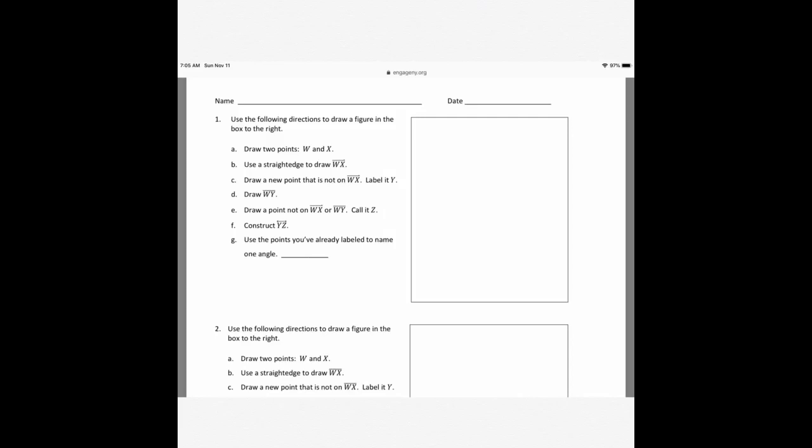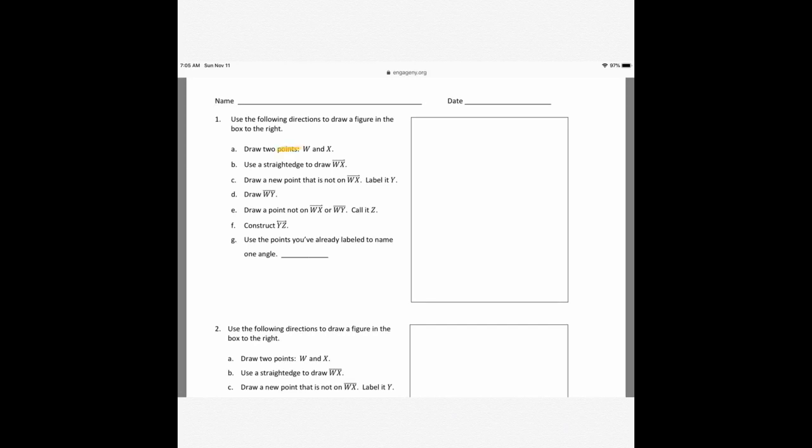Okay, so I'm going to work on Module 4, Lesson 1's homework with you guys. And the main point is that you learn how to read the vocabulary and read the directions and be able to follow them so you show that you understand the vocabulary. So here it says, A, draw 2 points.